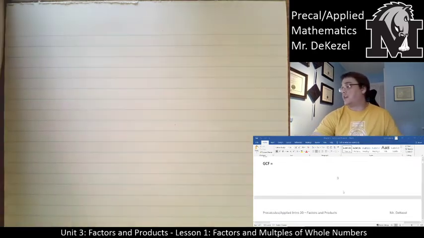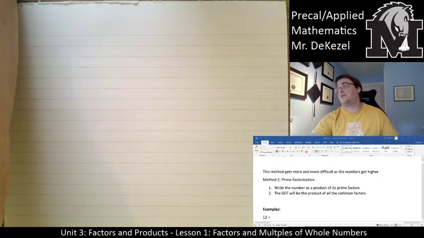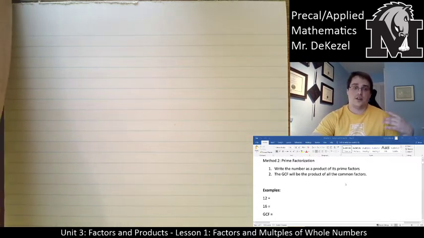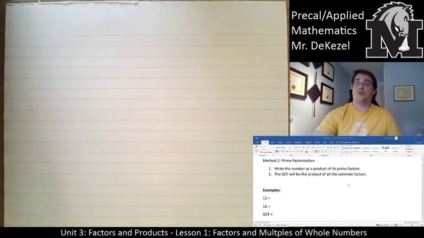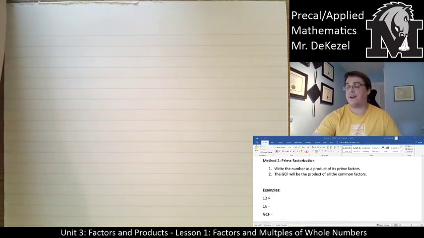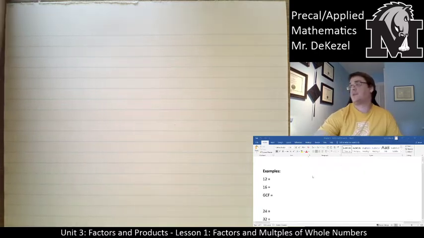This is the method that you're going to be using for most of it, the method of prime factorization. It gets harder and harder as you get larger numbers, so this will help you when the numbers are huge. You write the number as a product of its prime factors, and the greatest common factor is the product of all the common factors. This will make sense right away.